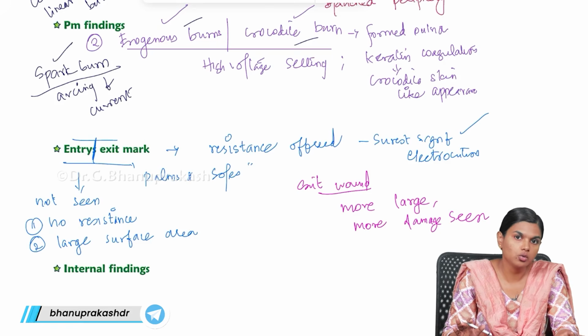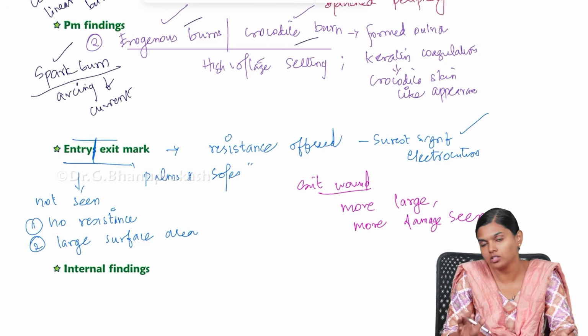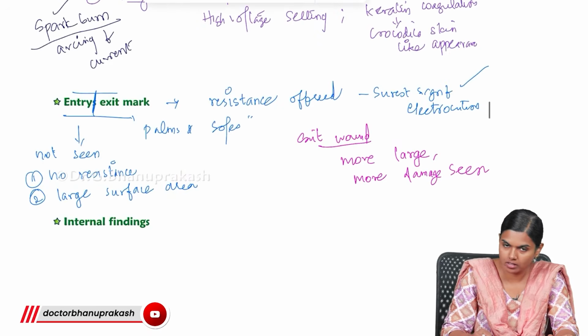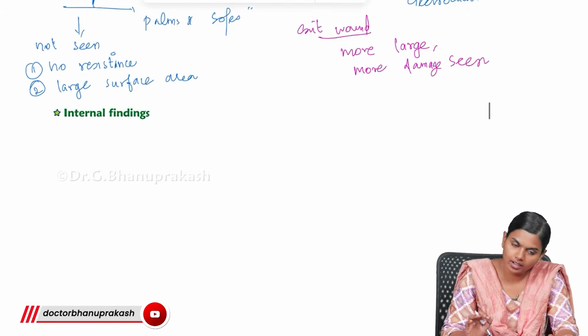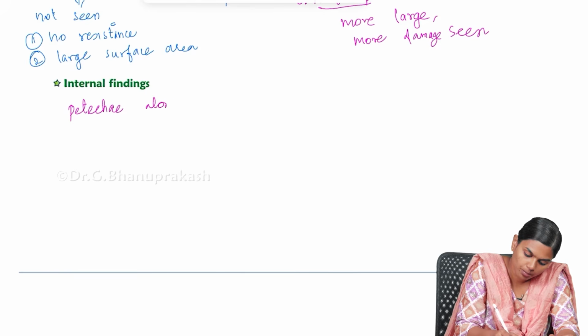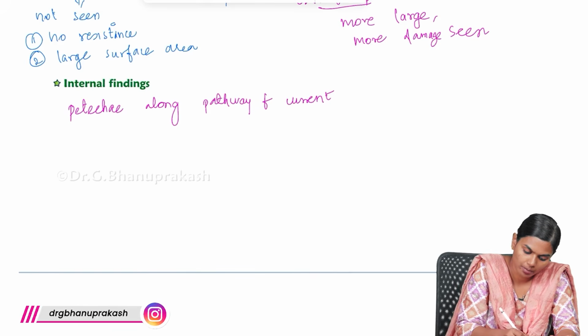So endogenous burn is seen in low voltage setting, exogenous burn seen in high voltage setting. It is also known as crocodile burns, and spark burn is also seen. So this is the external finding. Next, coming to the internal finding, what you will mainly see is there will be petechiae along the pathway of current. So along the pathway of current, you will be seeing petechial hemorrhage.